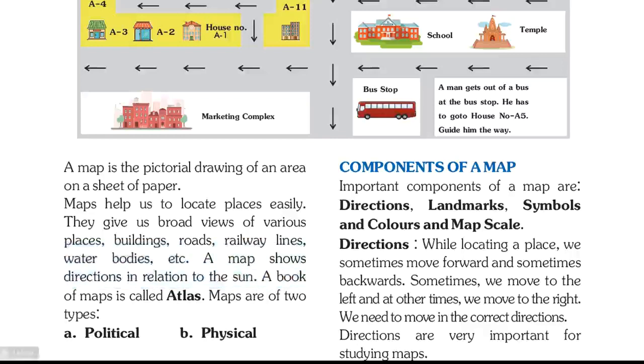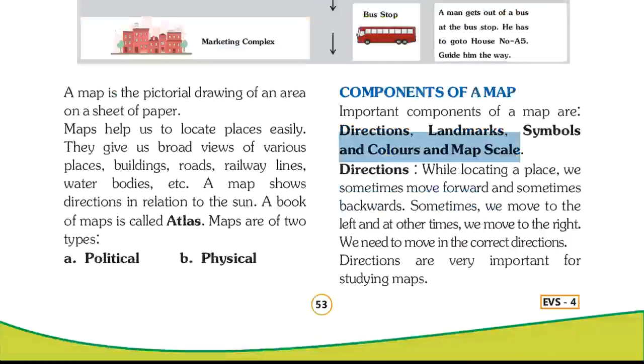A map shows directions in relation to the sun. A book of maps is called atlas. Maps are of two types, political and physical. Components of a map. Important components of a map are directions, landmarks, symbols, colors and map scale.